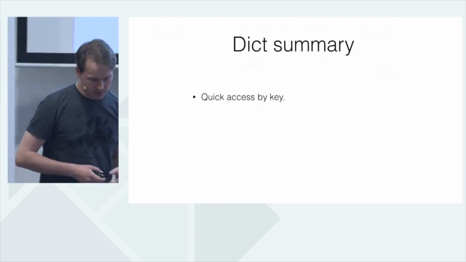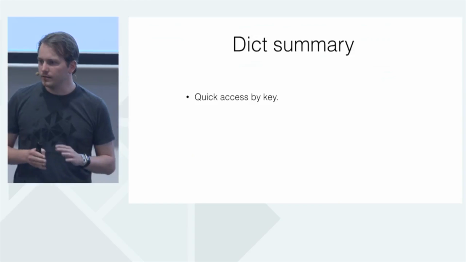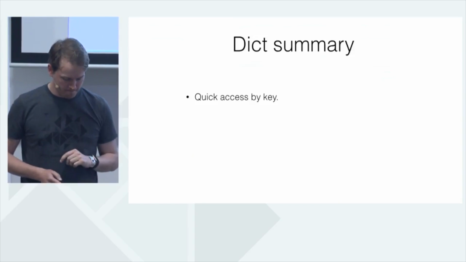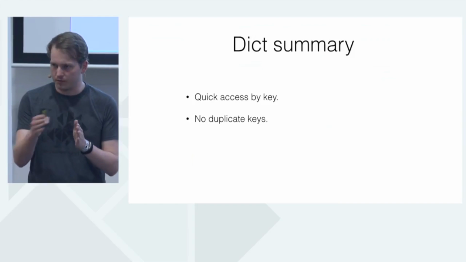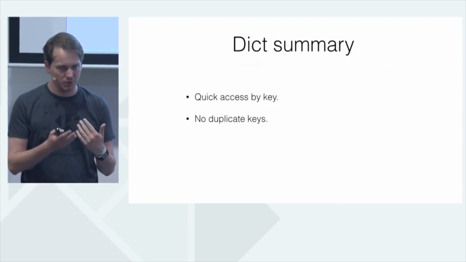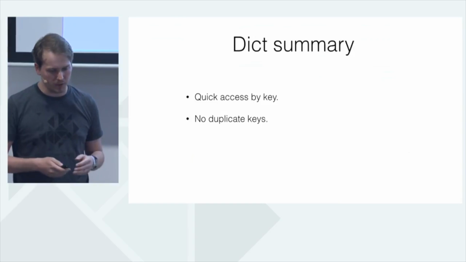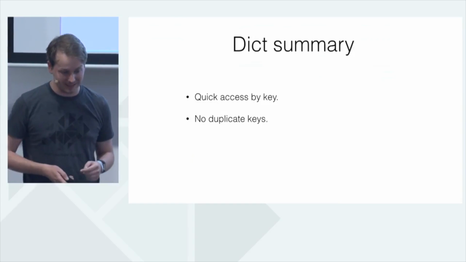So to summarize, a dict gives you quick access by key. It gives you a binary search. You can't have duplicate keys in this, because the only way you know that you have a key in the dictionary is if you're comparing them to be equal. So you can't have duplicate keys unless you, of course, store your values as lists to begin with.